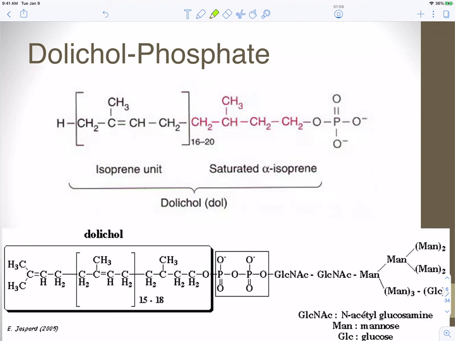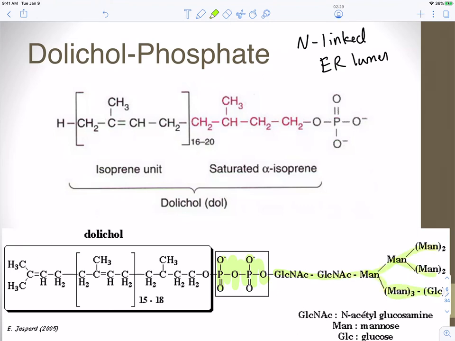So when we talk about the addition of carbohydrates, there's going to be two different major ways that this is done. One is going to be through N-linked, and one is going to be through O-linked. So for our N-linked glycosylation, this is going to happen in the ER lumen and is going to involve a molecule called dolichophosphate. Dolichophosphate has isoprene units, and it has a phosphate group shown here that's going to build our sugar moiety.